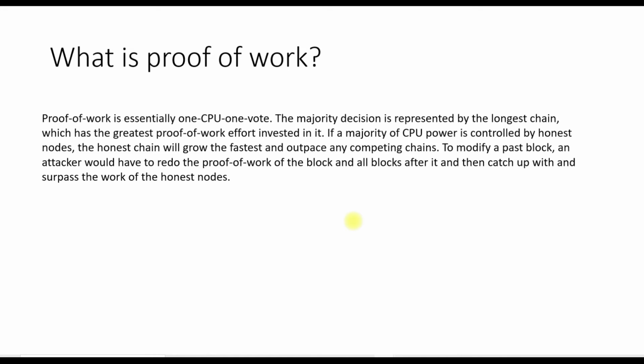So we're just elaborating more on the proof of work. Proof of work is essentially one CPU, one vote. The majority decision is represented by the longest chain, which has the greatest proof of work effort invested in it. If a majority of the CPU power is controlled by the honest nodes, the honest chain will grow the fastest and outpace any competing chains. To modify a past block, an attacker would have to redo the proof of work of the block and all blocks after it, and then catch up with and surpass the work of the honest nodes.